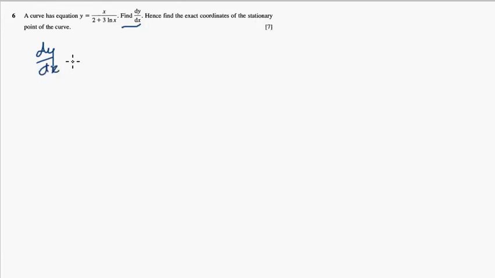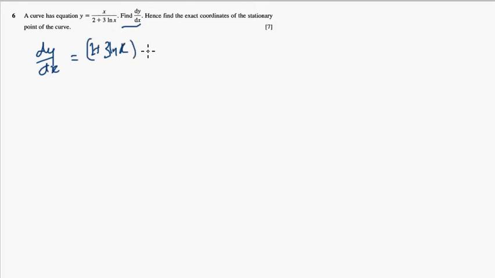To work out dy by dx, we have x over 2 plus 3 ln x. I hope you'll agree that's a quotient. So we need to apply the quotient rule, which is dy by dx for u over v is equal to v du by dx minus u dv by dx over v squared. So v is the denominator. This is in the formula book.